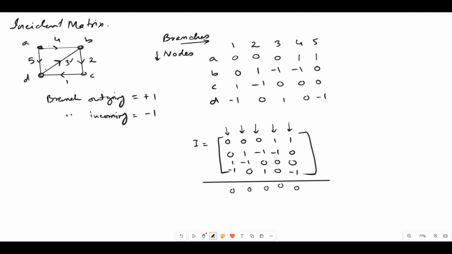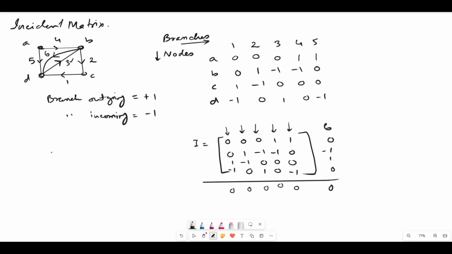Similarly, suppose we add one more branch here, numbered 6, which will behave as an additional branch. So here also it will be plus 1, minus 1 and plus 1 and then 0. So finally the addition will also be 0. So this is property 1.